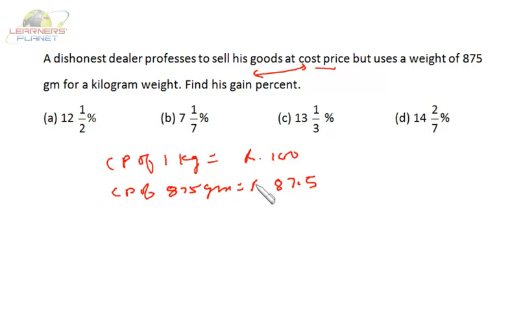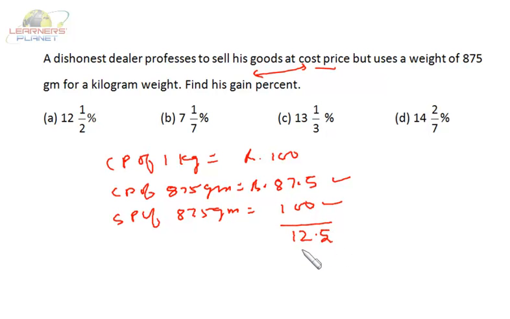87.5 rupees. And the selling price of 875 gram will be rupees 100, since he is telling that he is taking the cost price of 1 kilogram, and the cost price of 1 kilogram is rupees 100, but he is actually selling 875 gram. So the difference of these two is the profit. Now what's that? It is 12.5. Now 12.5 rupees is his profit, and the cost price is 87.5.